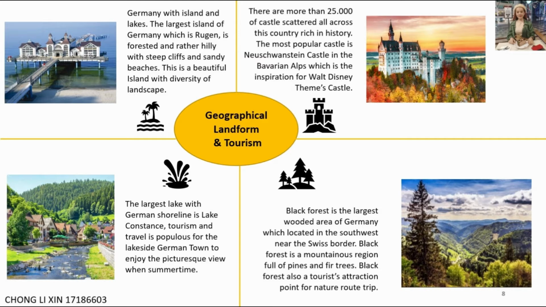Do you know that there are more than 25,000 castles located all across this country rich in history? The most popular castle is Neuschwanstein Castle in the Bavarian Alps. This Neuschwanstein Castle is also the inspiration for the Walt Disney themed castle. The largest lake with German shoreline is Lake Constance. Tourism and travel is popular for the lakeside German towns to enjoy the picturesque view in summertime.